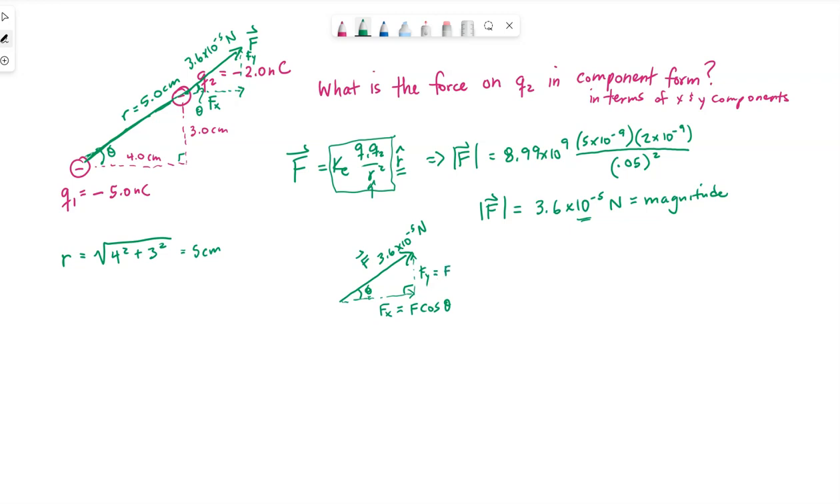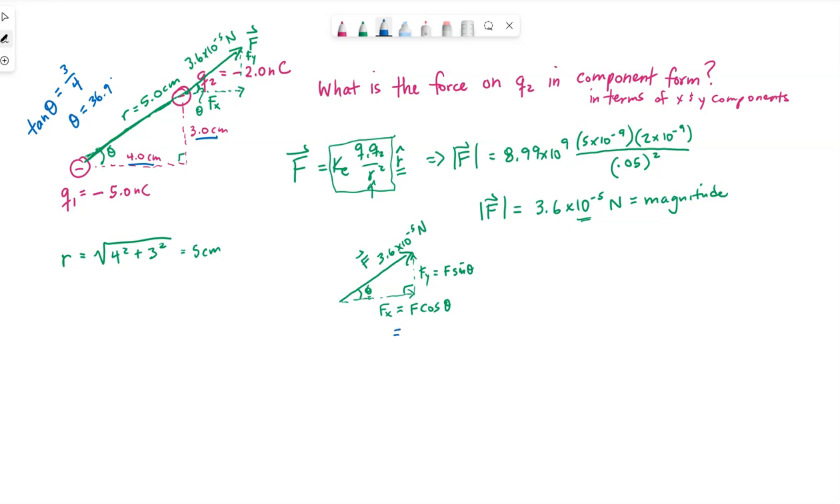Fy would be the magnitude of the force times the sine of the angle. Well, we can find that angle coming back to the original picture. I know the tangent of that angle is the opposite side, which is 3 centimeters, over the adjacent side, which is 4 centimeters. So if I take the inverse tangent of both sides, I get 36.9 degrees.